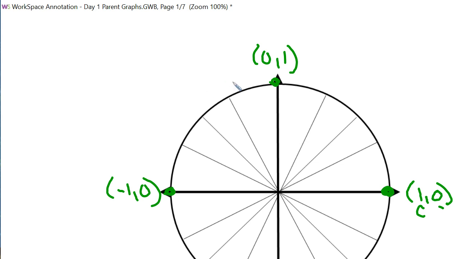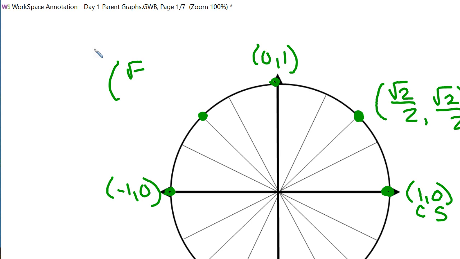Now for pi over 4, again, we're just doing increments of pi over 4. So for pi over 4, what's the cosine? Square root of 2 over 2. Square root of 2 over 2. And the remaining will also be square root of 2 over 2.